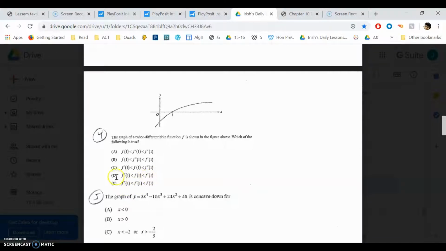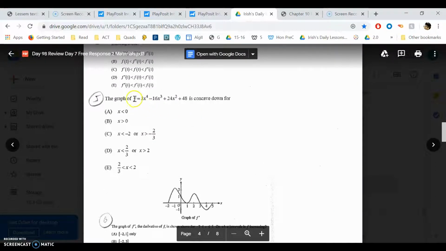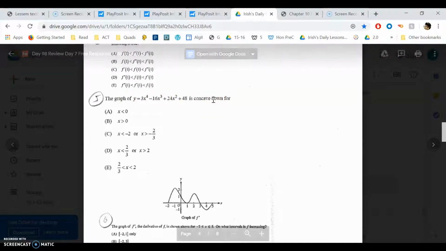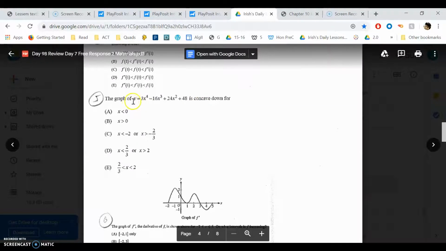So that'd be D as in dog. Okay, number 5. This one's a little bit lengthy, so we've got to figure out where this function is concave down. Concave down, that's the second derivative. That's what you're talking about. So I've got to go to y double prime.